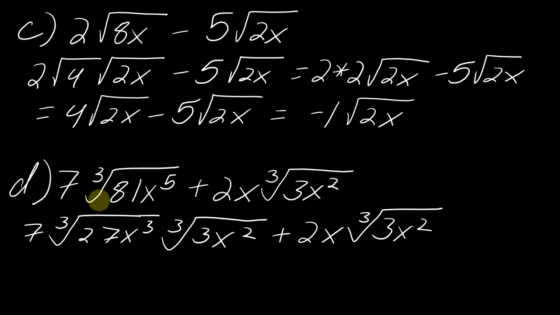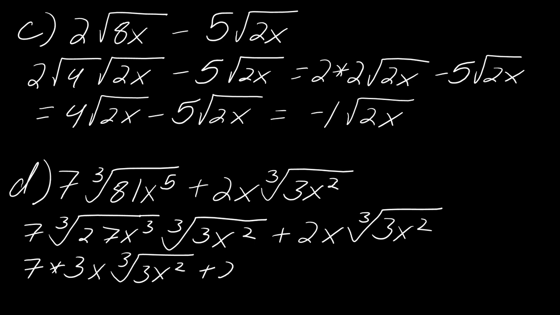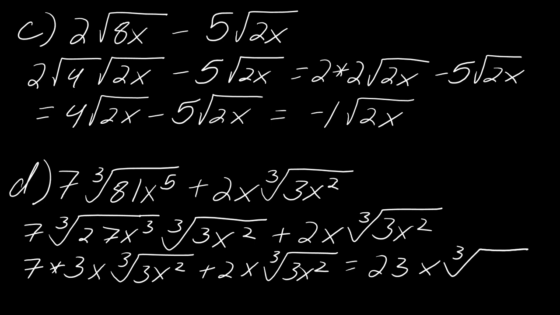So now I can go ahead and simplify this part here. So this becomes 7 times 3x times the cube root of 3x squared plus 2x times the cube root of 3x squared. So 7 times 3 is 21, plus 2 will make 23. So this will be 23x times the cube root of 3x squared. And so that'll be how that one goes.